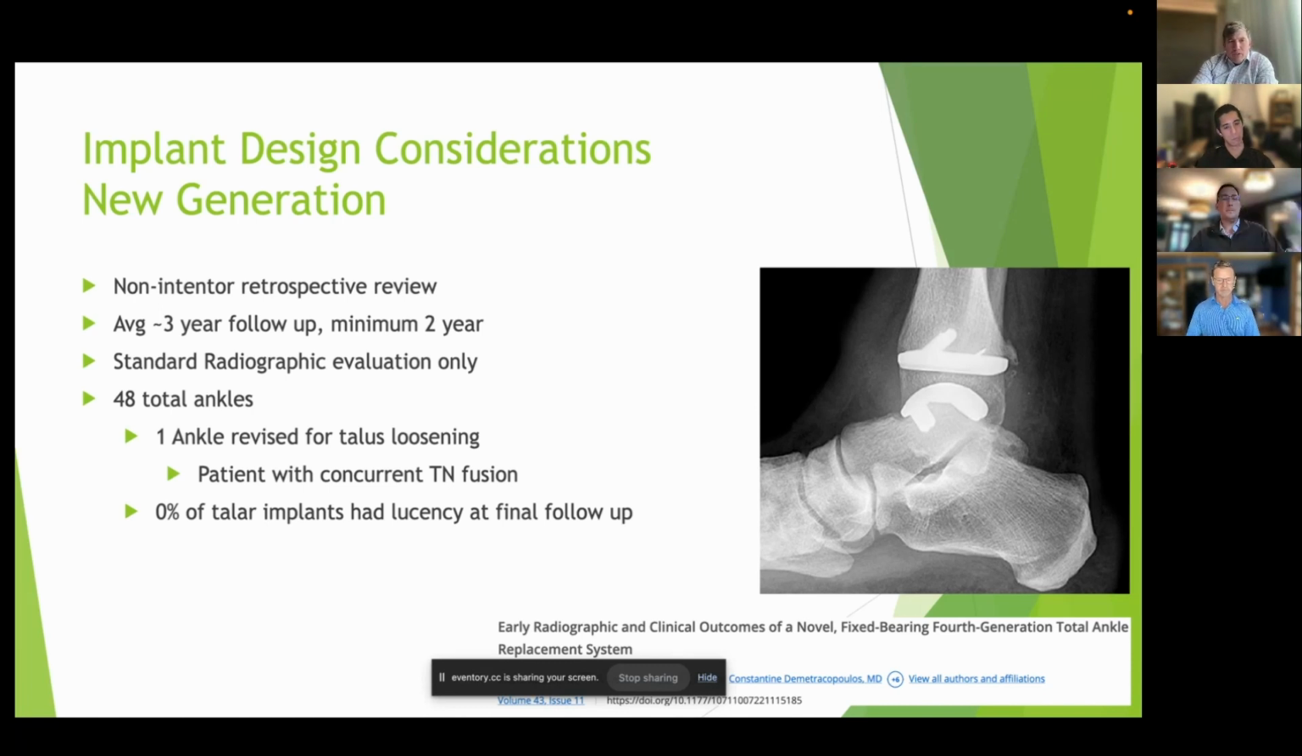This was a good study out of HSS, I believe, published in FAI. Non-inventor, looking at this, happens to be the Cadence, now Smith and Nephew. Average of 3-year follow-up, minimum of 2 years, 48 total ankles with only 1 revised for talus loosening. 0 that made it to final follow-up had any evidence of lucency on the talar side. Important to note that the one they did revise for loosening also had a concurrent talonavicular arthrodesis that went on to need to be revised. So there's certainly somewhat of a confounding there.